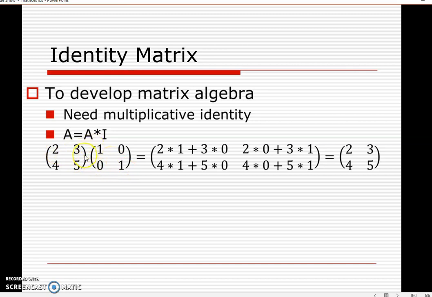So you can see 2 times 1, 3 times 0. It'll give you 2 back. 2 times 0, 3 times 1, etc. And so if you multiply by I, you're going to end up with the same matrix. So I is special. I does commute on a square matrix.